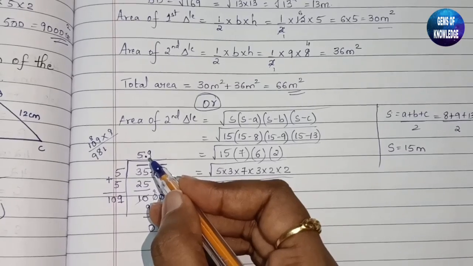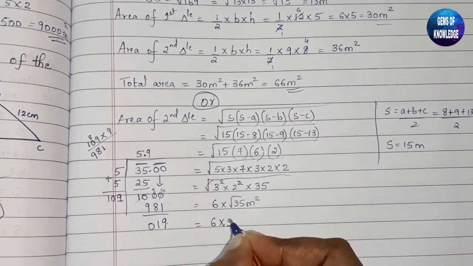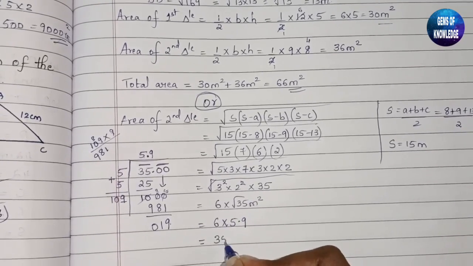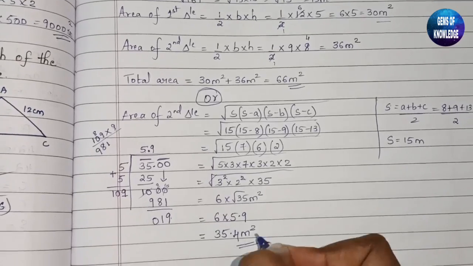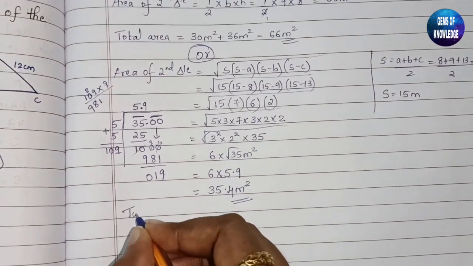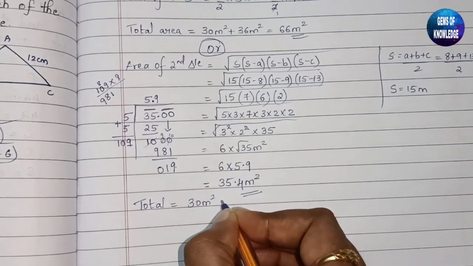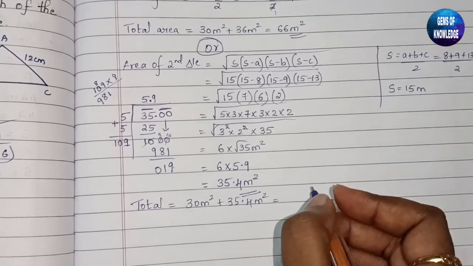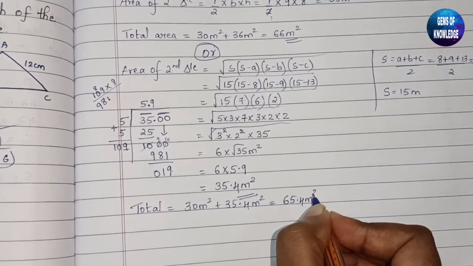So the answer here is 5.9. That answer is multiplied here, that is 5.9 into 6. If we multiply here, we are going to get 35.4 meter square. Now for the total answer, what we need to do is total is equal to 30 meter square plus 35.4 meter square. So we got the final answer to be 65.4 meter square.